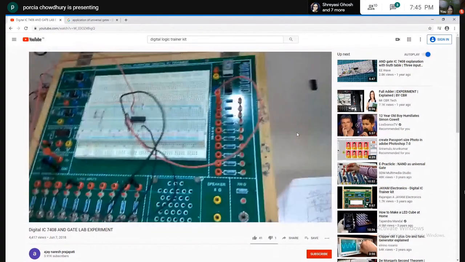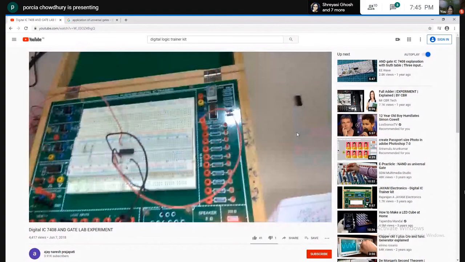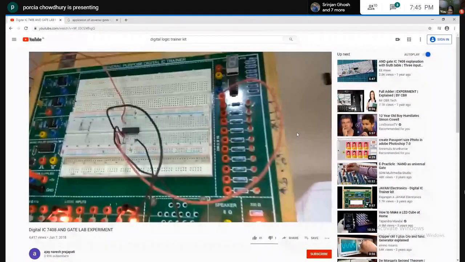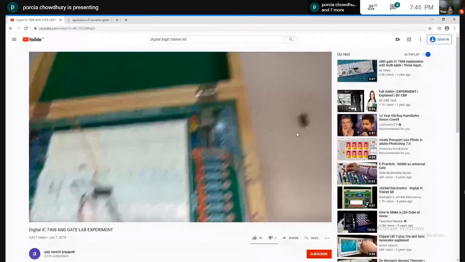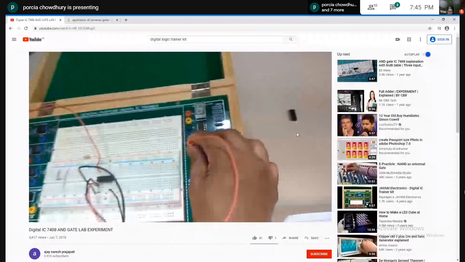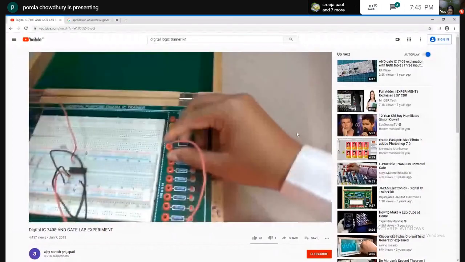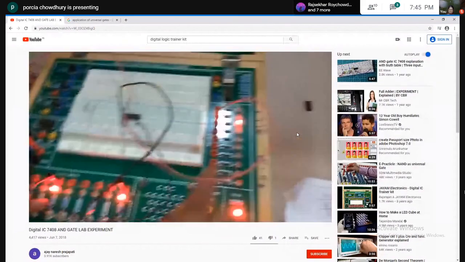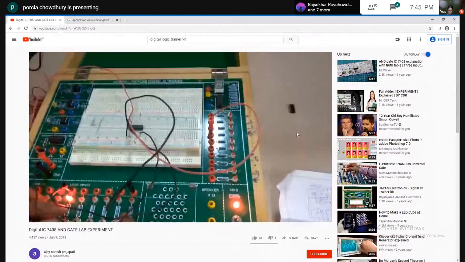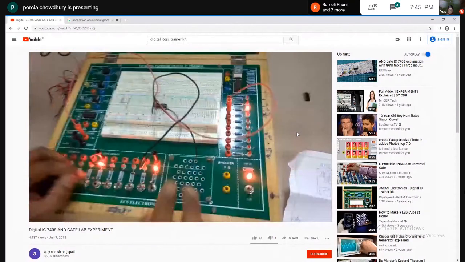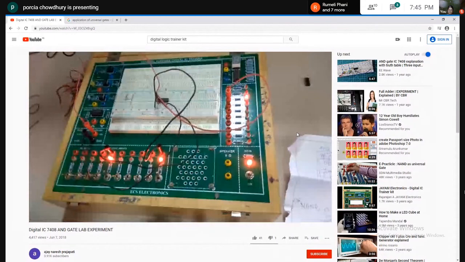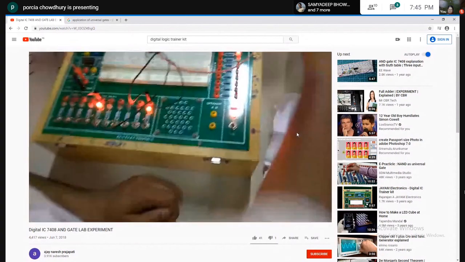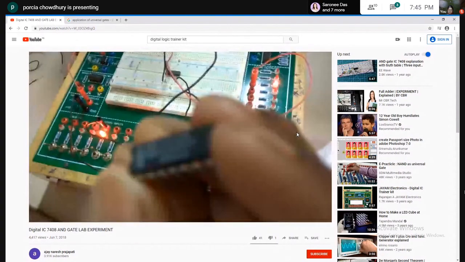Now we will turn on the kit. For 1 1, as it's an AND gate, we should receive 1, but it's not coming. I think the output port is not working properly. Yes. Okay. See, as the LED is on, that means high state. Whenever the LED is on, that means the input is 1. Whenever the LED is off, that means the input is 0. Same for the output. If the output LED is on, we are receiving 1 as output, and if it is off, we are receiving 0 as output.